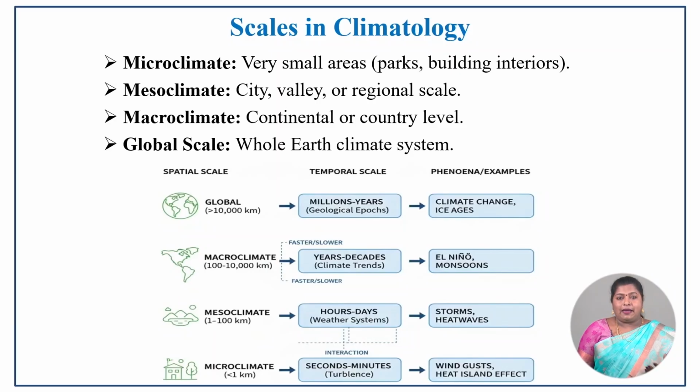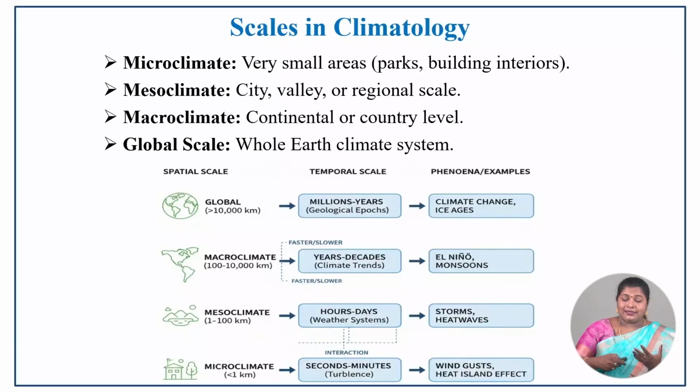It is also vital for climate change mitigation and climate policy formulation. Next one is scales in climatology. We have various scales in climatology, from the local scale towards the global scale. The local scale is also known as microclimate, that is a very small region within 1 kilometer. The weather condition lasts for seconds or minutes. For example, turbulence, wind gusts and heat islands are examples of this microclimate region.